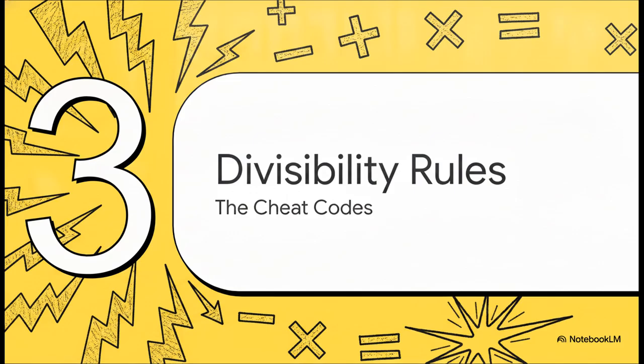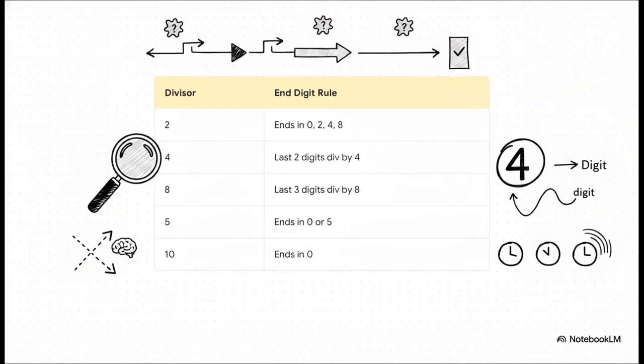Say goodbye to long division for basic checking, because these are the cheat codes you're going to wish you knew years ago. So, these right here are your structural life hacks. Instead of processing a whole massive data set in your head, you really only need to inspect the tail end of the number to know exactly how it splits.